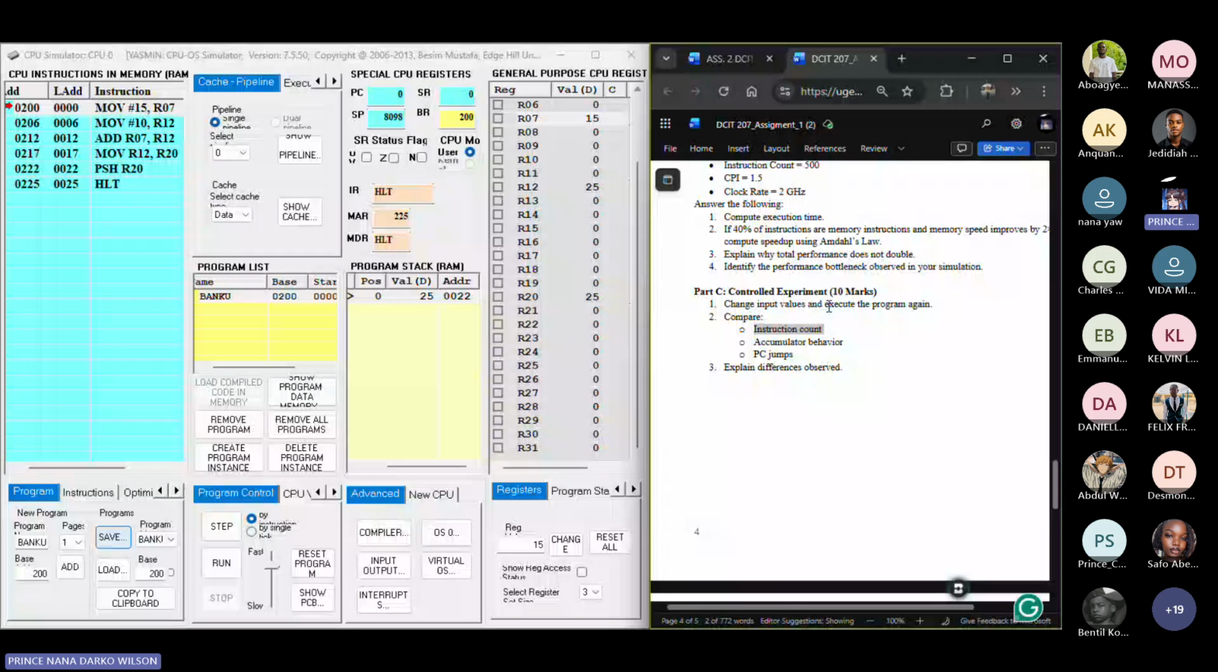And the reason why it stays the same is that the changes were made to the data stored in the registers. However, the instructions themselves were not in any way altered. Therefore, instruction count stays the same. It just says you should compare, so you say it stays the same. Then you check accumulator behavior.